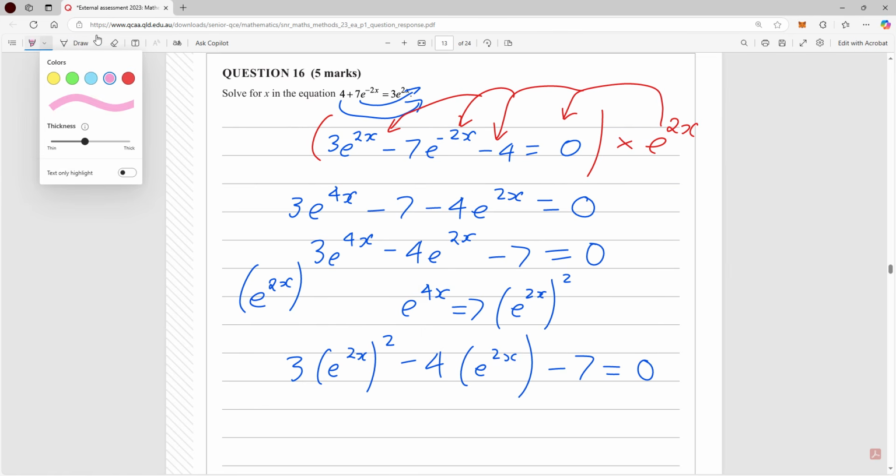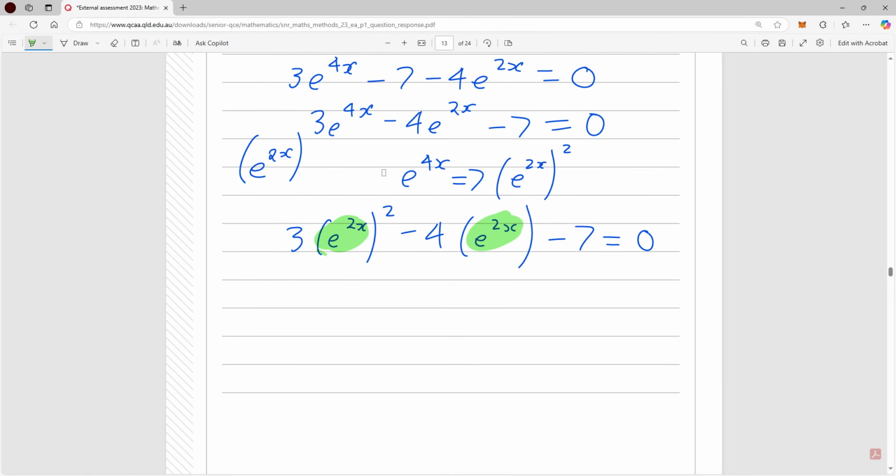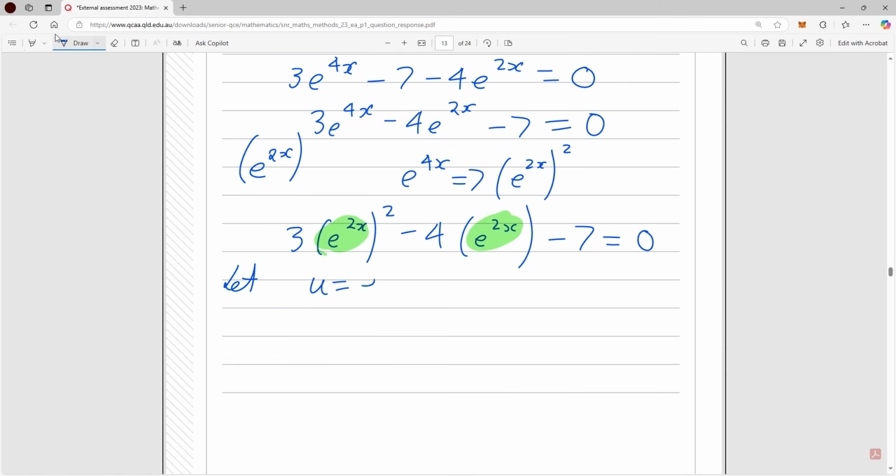Now, the quote-unquote variable in this case is an exponential expression itself, which isn't that common in mathematics, but in Methods you probably should have seen this quite a bit. So here, just to make it easier on ourselves, we can use substitution. Let u equal e to the 2x. And boom, there we go, we have a quadratic equation, which is quite easy to solve at this point.